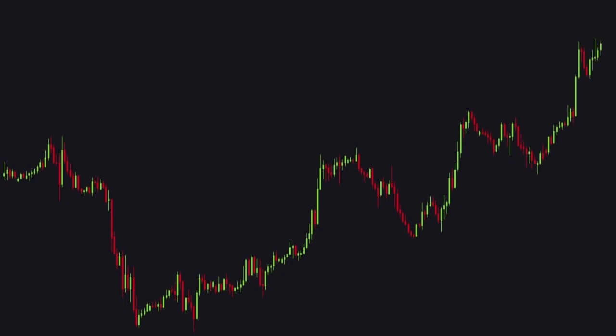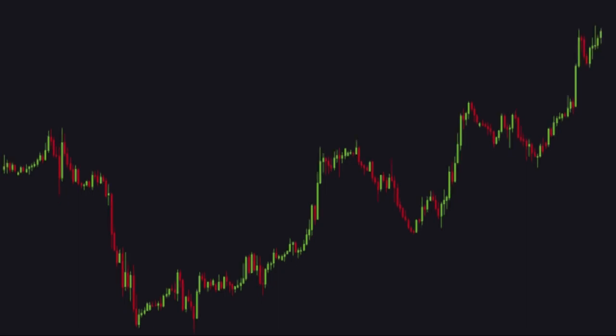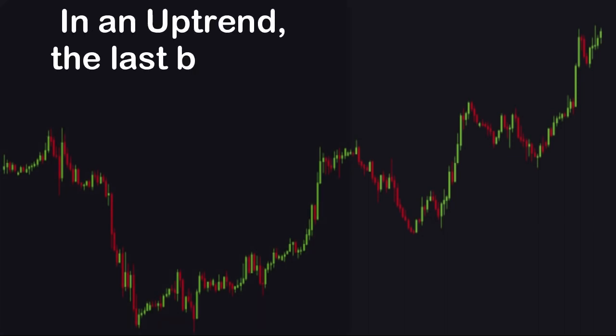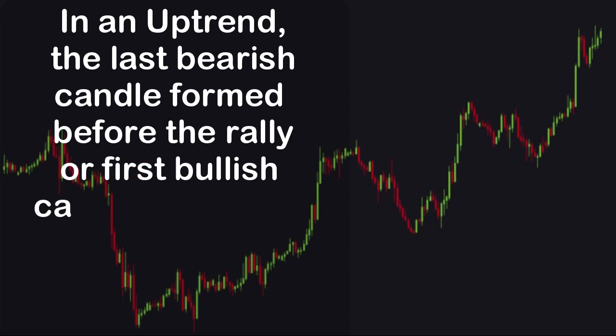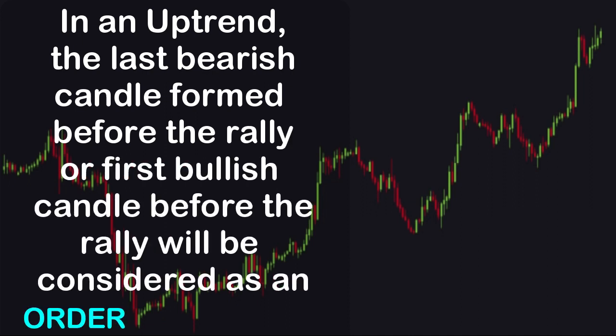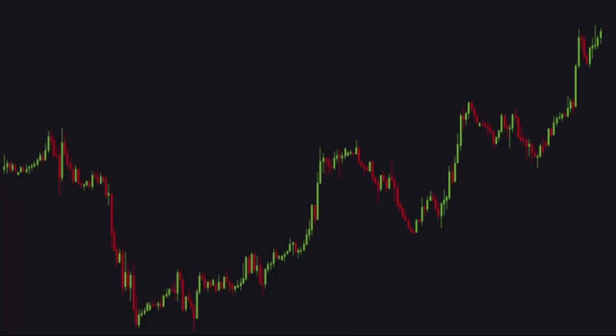Now let us plot the bullish order block as per the rule discussed in this video earlier. Let me repeat the rule for you. In an uptrend, the last bearish candlestick before the rally or the first weak bullish candlestick before the rally will be considered as a bullish order block zone. So here we see an imbalance candle formed before the last bearish candle, which is why this zone can be considered a bullish order block zone.